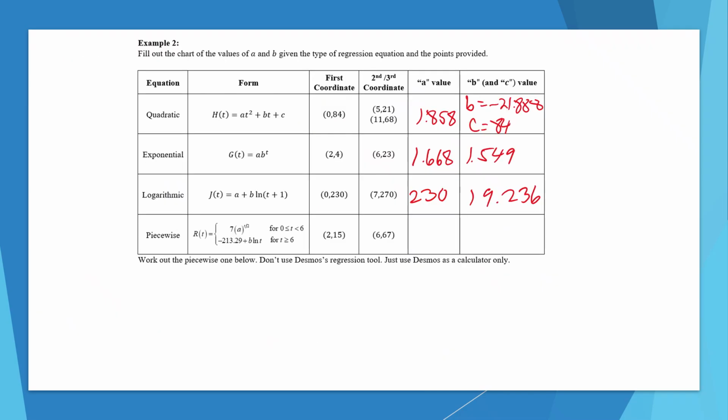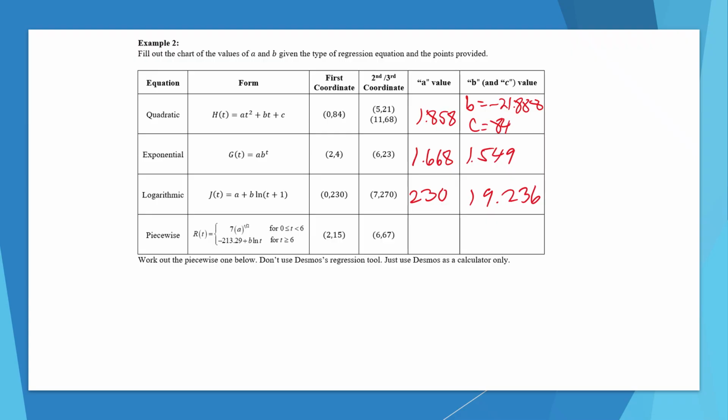For the final one, when you have a piecewise function and it's two separate equations, then I would say don't use Desmos's regression tool. Just use a calculator and use Desmos more as a calculator than building a table here. If it is in the case of the example that we've been working on with the bank account savings, that's one where I would use Desmos because they both fall under exponential regression.